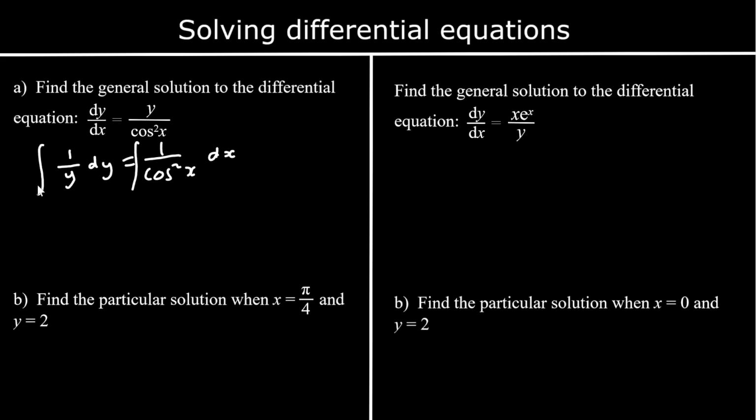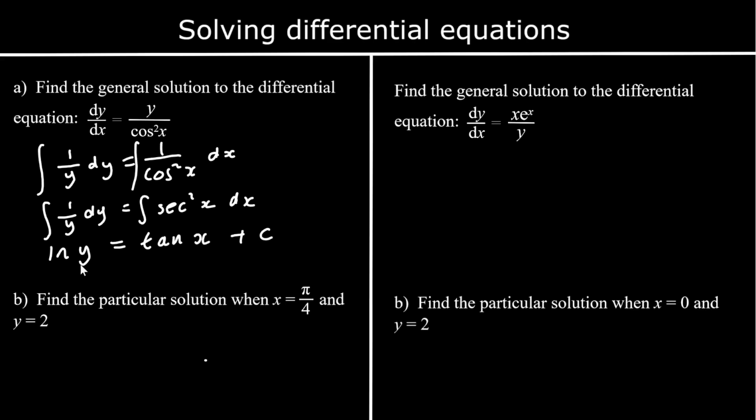1 over cos squared x is sec squared x, which we know how to integrate. So I'll change that before I integrate. Now we just need to integrate both sides. The integral of 1 over y with respect to y is log y. The integral of sec squared x is tan x, and we add a c.